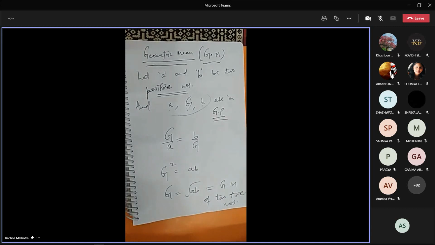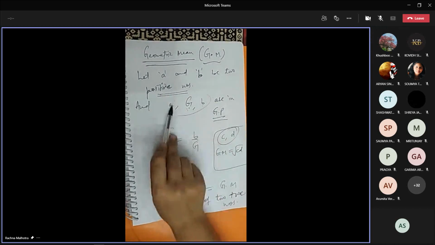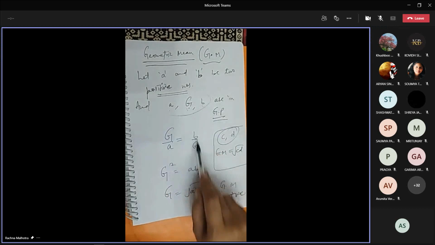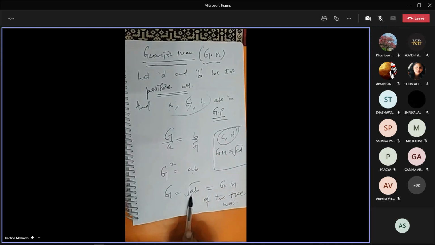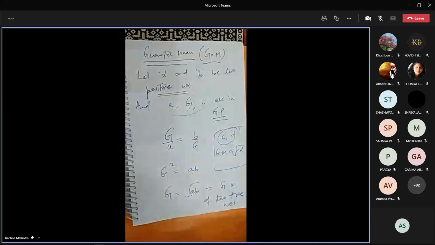What is the formula for geometric mean? Okay, if I'm writing two numbers C and D, please tell me the geometric mean of C and D if they are positive. Under root CD. Yes, under root CD. If two numbers are positive, then their geometric mean is calculated with the help of this formula: under root of the product of the two numbers. This is called the geometric mean of two positive numbers. Similarly, if two positive numbers C and D are there, the geometric mean of C and D is the under root of their product. Should I repeat this one? Geometric mean.